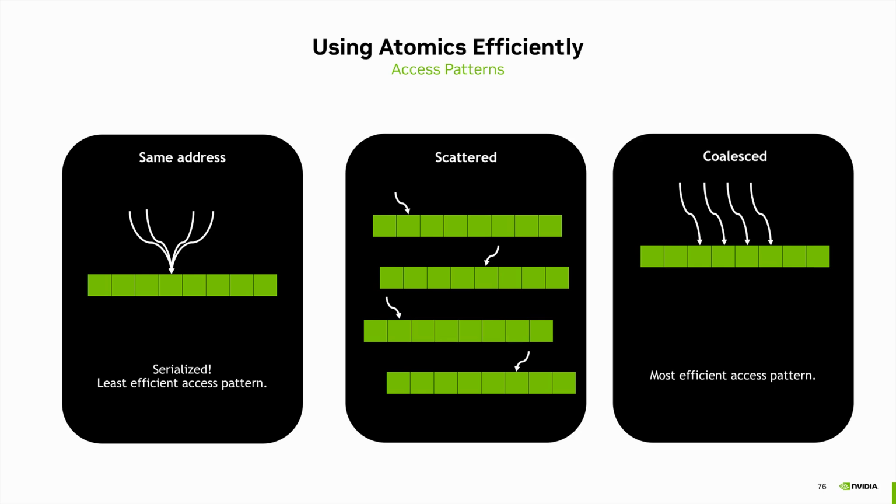Then in the middle case, which we call scattered, basically it's random access. So we have each thread doing an atomic operation on a different cache line, okay? So this is quite performant, okay? But the best possible scenario is what we call coalesced, where most of the atomics within a warp are coalesced, so are basically on contiguous data, okay?